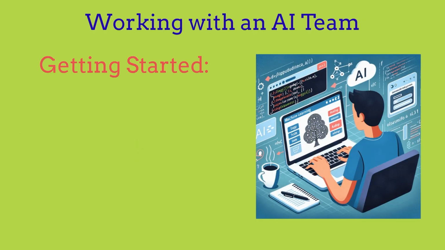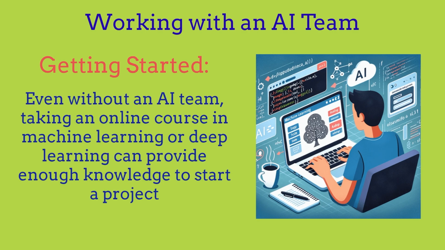So working with an AI team, the first thing is to get started. Even without an AI team, you can still take an online course in machine learning or deep learning that can also help to provide enough knowledge to start an AI project. To get started, you don't need to immediately get an AI team. First of all, you need to at least watch some tutorials and courses online, so you can have a bit of understanding of what machine learning or deep learning is. So this is the first part, which is to get started.